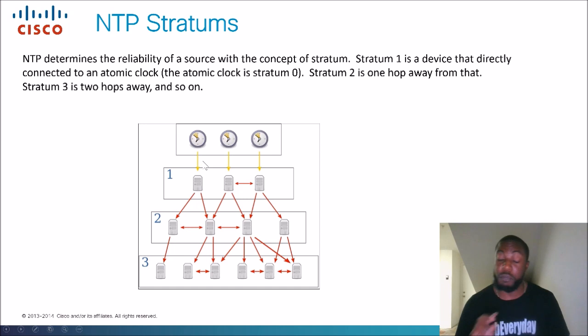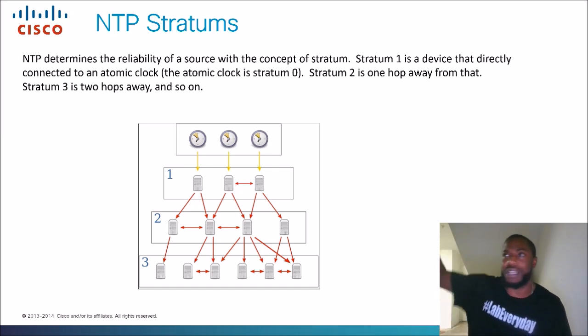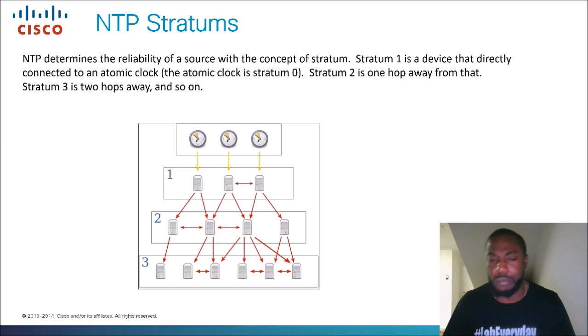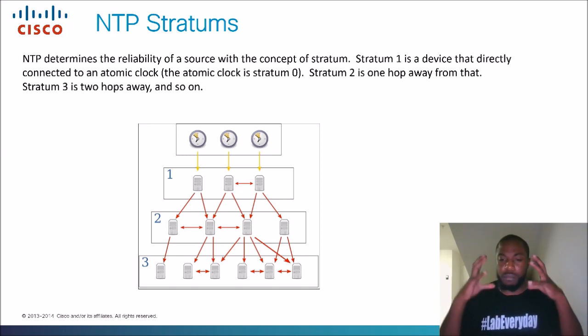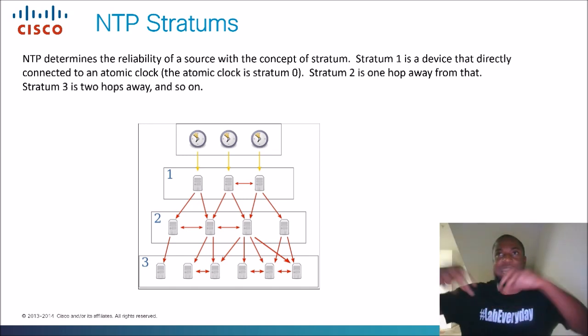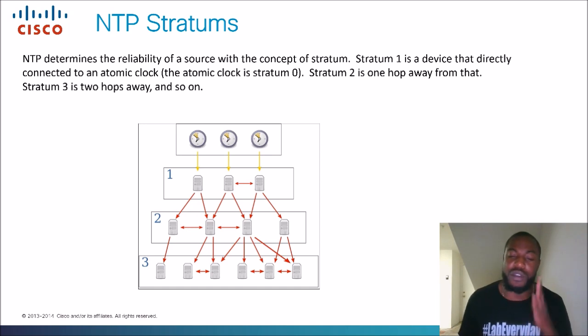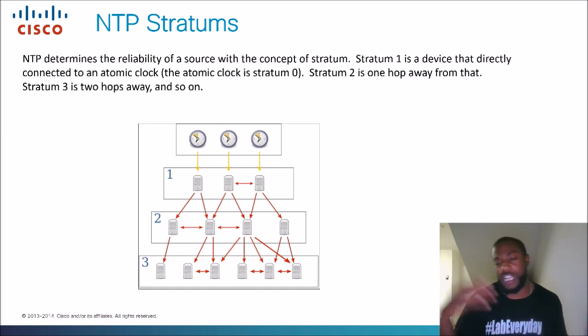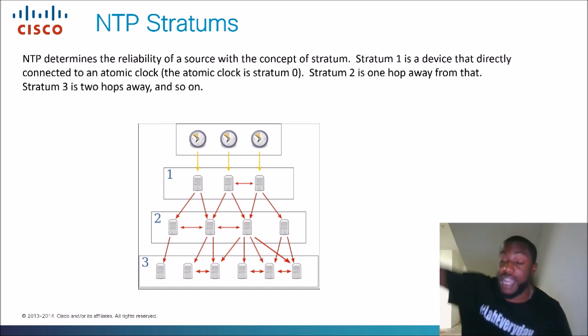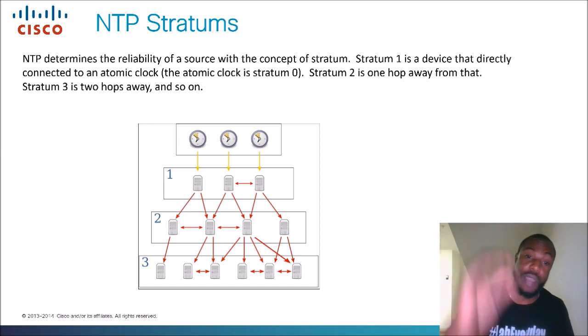These would be like GPS and atomic clocks. If you know what atomic clocks are, they're the most accurate clocks out there in the world. There's one atomic clock, I can't remember the location, somewhere up north or something, but it has a bunch of gears and stuff. It's the most accurate time in the world, and there's a couple of them located throughout the world. You can have your clock synchronized to the atomic clock. That would be stratum 0.